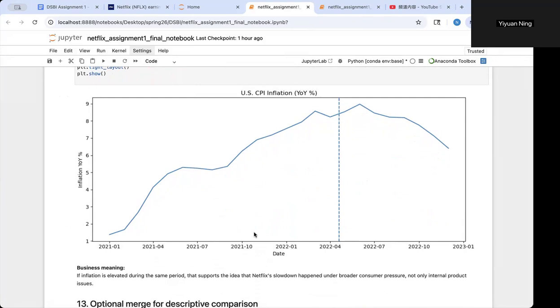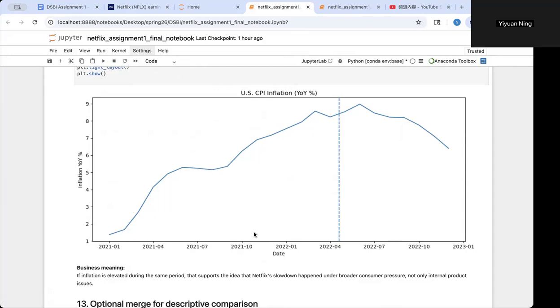First, Netflix engagement was volatile, not consistently stable. Second, viewing was highly concentrated in a few titles, which suggests dependence on blockbuster content. Third, TV content was the strongest driver of engagement, especially English language TV, while non-English TV was also important. Fourth, the Netflix slowdown happened during a time of both strong market concern and high inflation. So the company was facing both internal and external pressure.